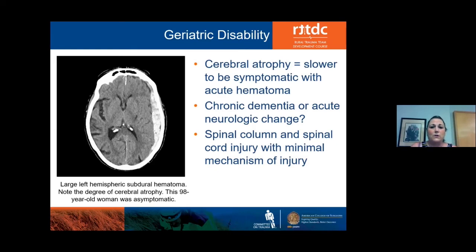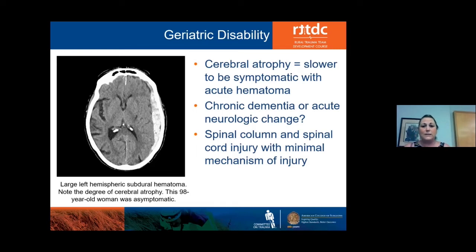Chronic dementia or acute neurologic change. So when the person comes into the hospital and you don't really know if they have dementia, but they're having some neurologic changes, it makes it difficult to assess the geriatric patient, because some of these things look like they could be related to the traumatic brain injury, when in fact the person has severe dementia in which they're unable to answer questions appropriately at baseline. So knowing a little bit of the background, but also looking at the patient, to make sure that we're doing the appropriate thing.